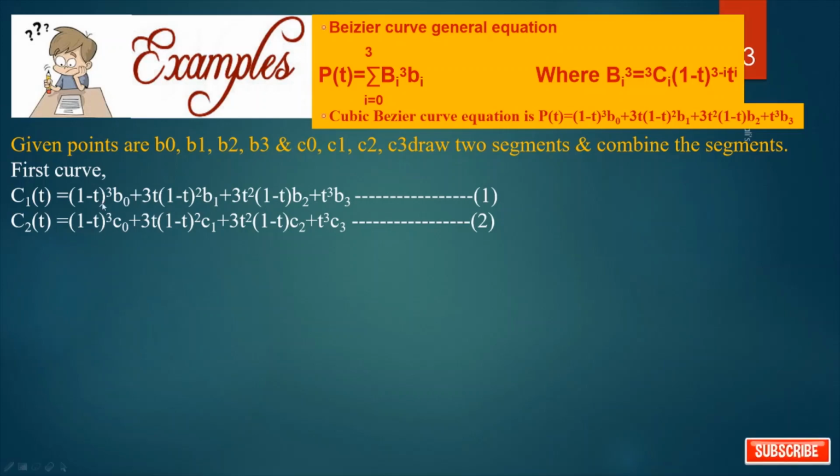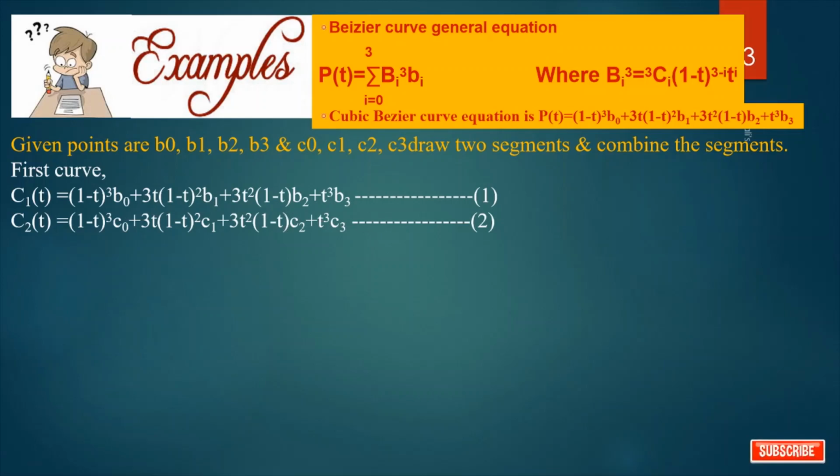So for the first, this is the equation for the Bezier curve. For the first 4 control points, this is the equation for the Bezier curve. And for the second 4 control points, this is the equation for the Bezier curve. T lies between 0 and 1, we already learned that. So the last point for this Bezier curve is at T equals 1. Means when T equals 1, we get the last control point. And when T equals 0, we get the first control point.